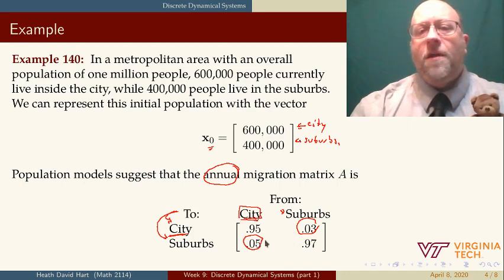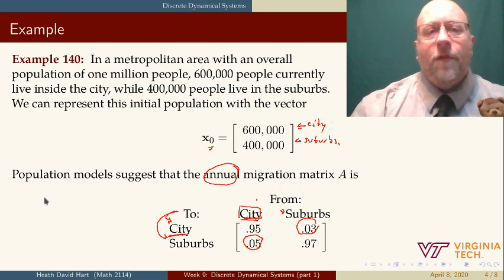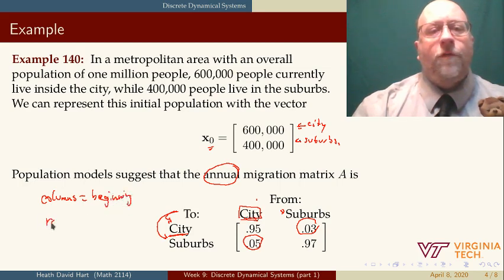These are in percentages. The columns tell me where they were at the beginning of the year. The rows tell me where they end up at the end of the year. So columns, beginning of the year, rows, end of the year. Okay.